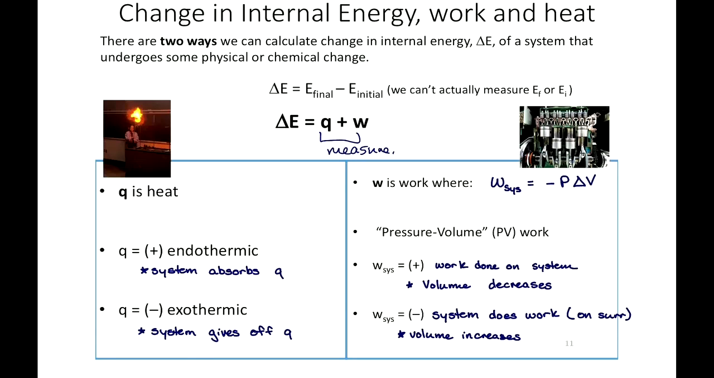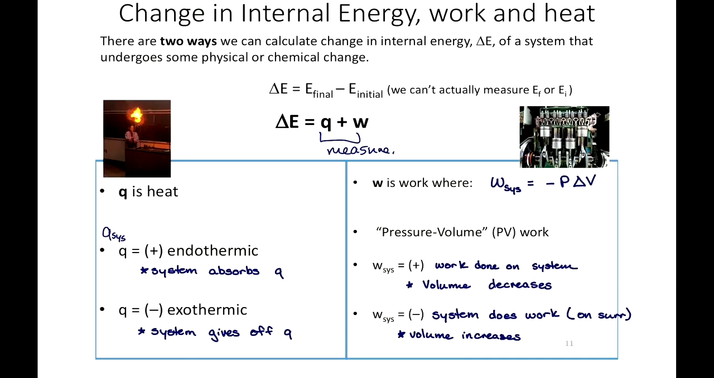Q is heat, okay? And some definitions here for the sign, because I told you, if you're going to mess up in this chapter, it's going to be due to sign. If Q for your system is a positive value, we call that an endothermic process. Your object that you are looking at is gaining heat. When Q is negative, that means your object is giving off heat, and that's an exothermic process.